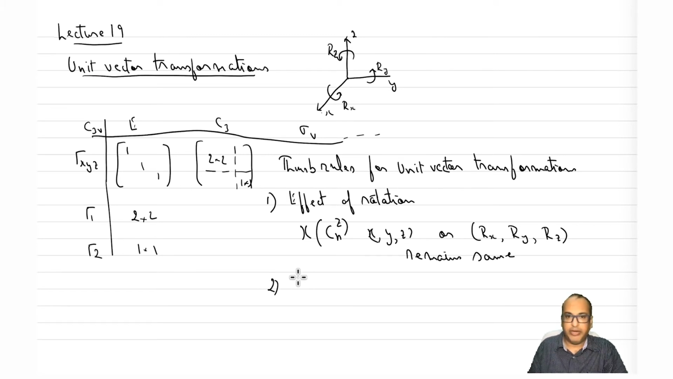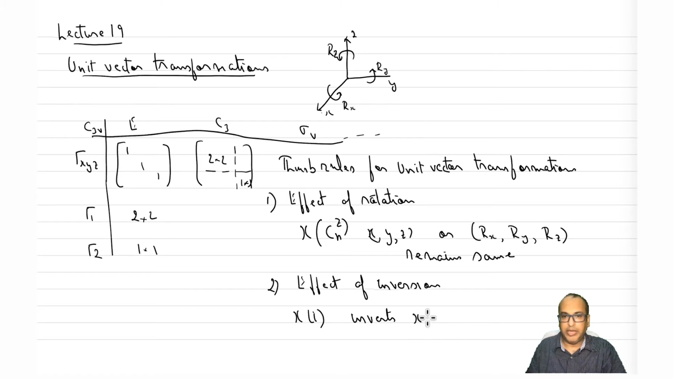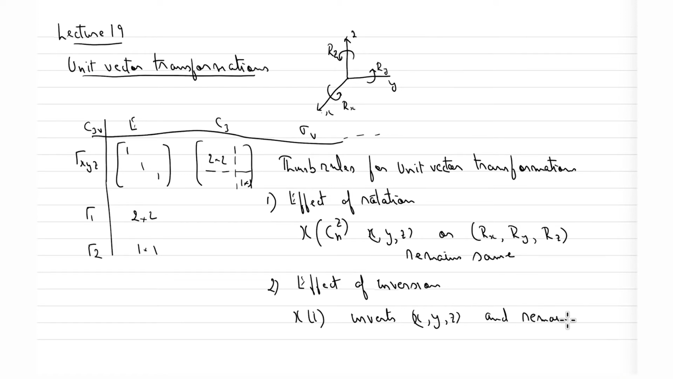Now for the effect of inversion. The character under i inverts for x, y, z and remains the same for Rx, Ry, Rz.